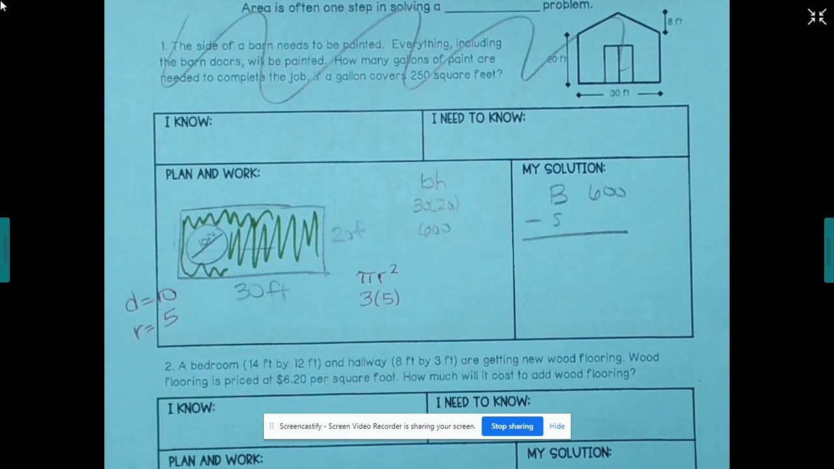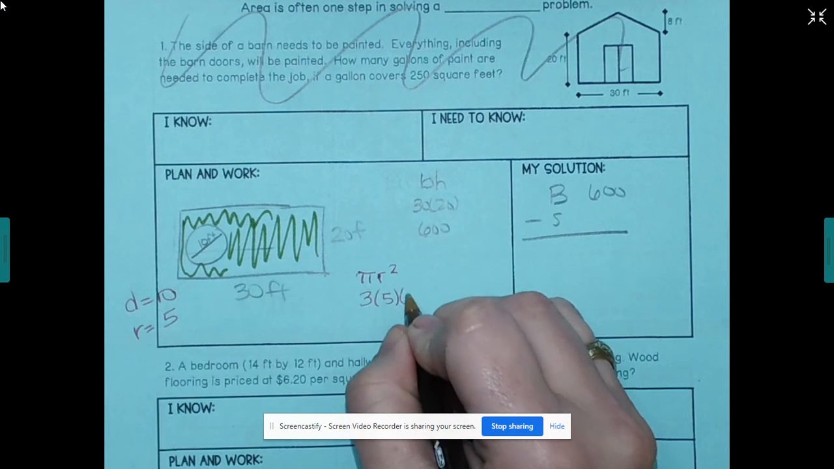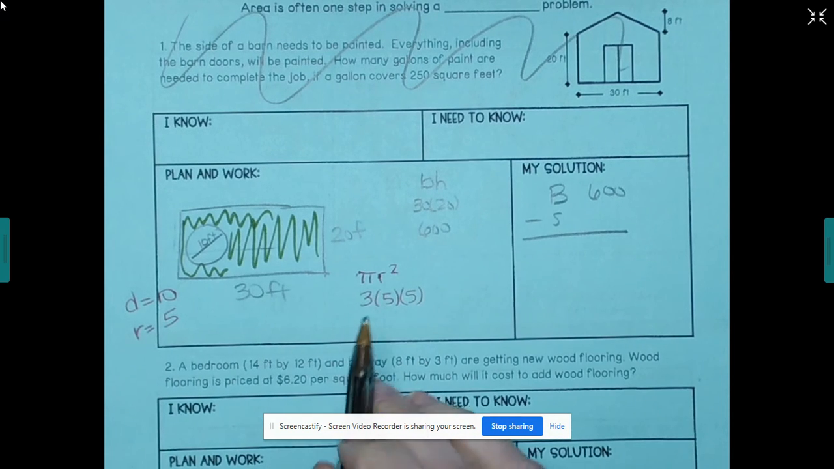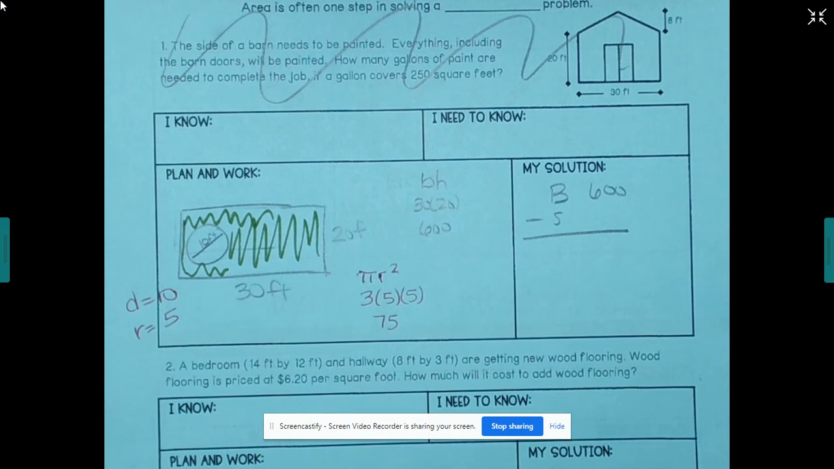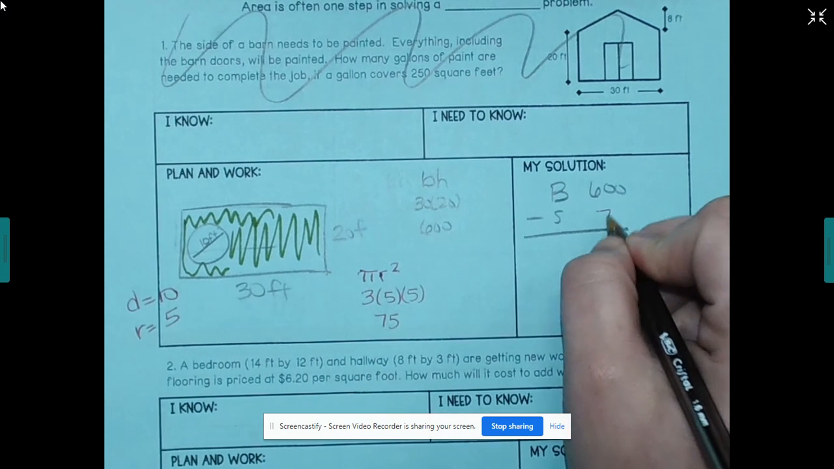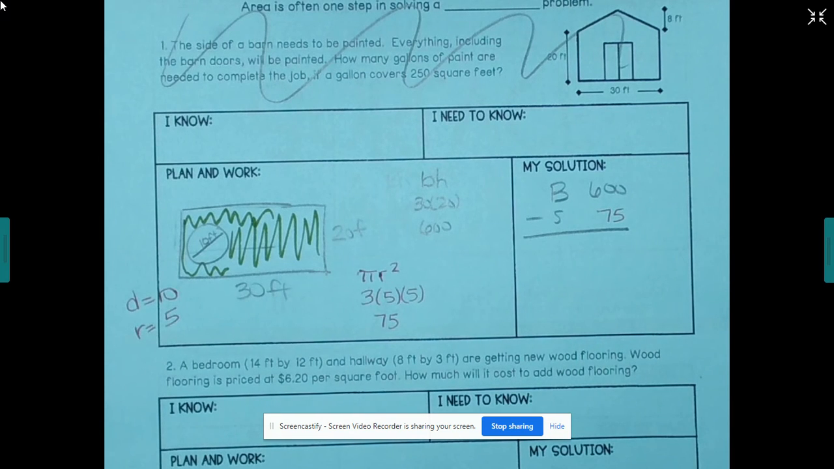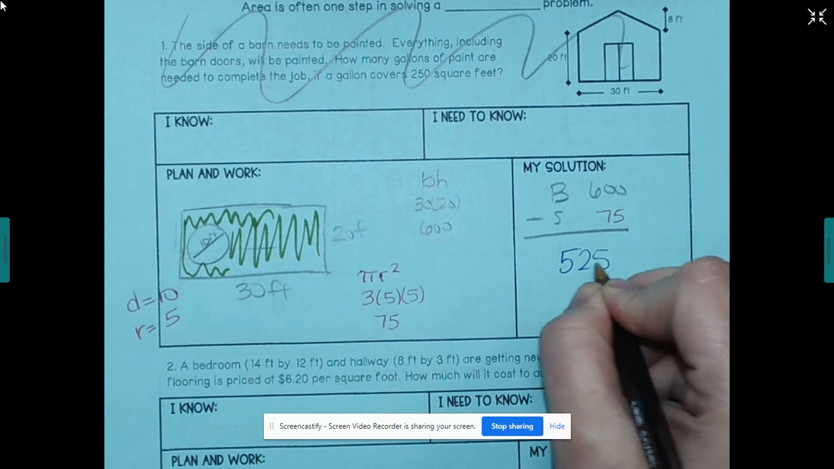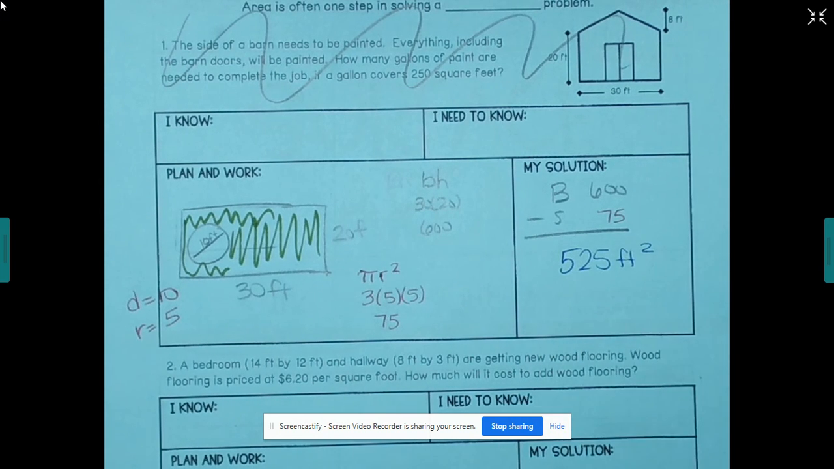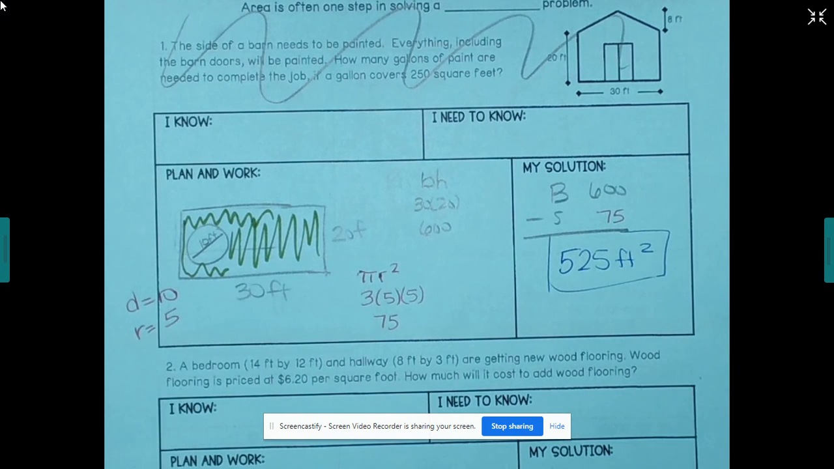What is the next number I put? Radius squared means radius times radius. So it's going to be 5. Okay, 5 times 5, 25. 25 times 3 is 75. Okay, so the hot tub that I have takes up 75 of my square feet. So if I want to figure out how much grass I need to buy, I'm going to subtract the hot tub from the yard. 600 minus 75 will be 525 feet squared. That's how much yard space I will have to cover with new seed for my grass.